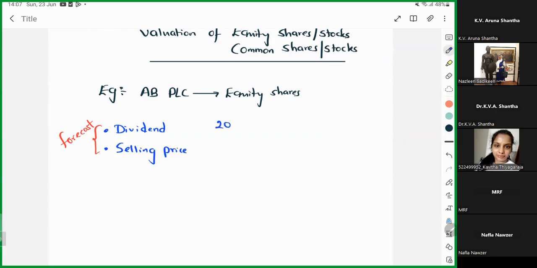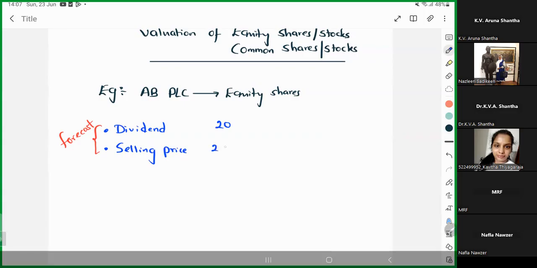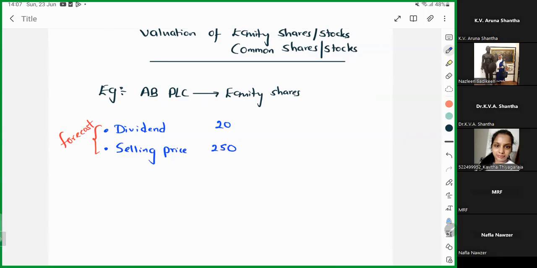Then let's say according to your forecast, you could sell the shares of this company at the end of next year for a value of 250. So these are your forecasts. Now the value per share is 220, for example. You expect the price will go up to 250 by the end of next year. So that's your forecast. Then at the end of next year, the total cash flow is 270.